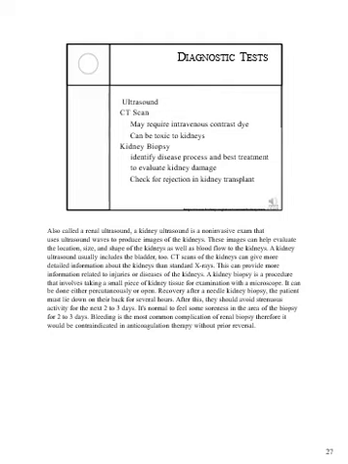Also called renal ultrasound, a kidney ultrasound is a non-invasive exam that uses ultrasound waves to produce images of the kidneys. These images can evaluate the location, size, and shape of the kidneys, as well as the blood flow to the kidneys. A kidney ultrasound usually includes the bladder too. A CAT scan of the kidneys can give more detailed information about the kidneys than standard X-rays. This can provide more information related to injuries or diseases of the kidneys.